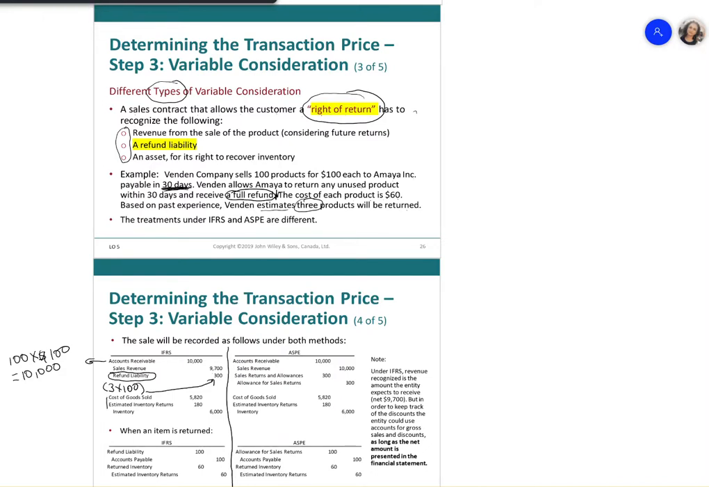Then this is what our next entry is. We're buying it at $60 and selling it for 100, so we have to record the inventory. The cost of the inventory was $60. Then we also have to record the 3 products that they are going to bring back within the return policy. So 3 times the cost of those right-to-return goods is our estimated inventory return, and the rest of the amount is my cost of goods sold.